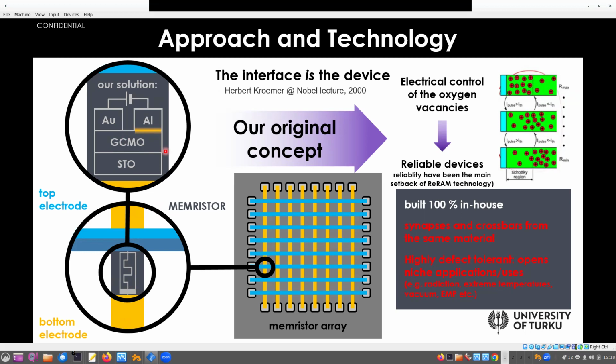In addition, since the whole thing is based on defects, so oxygen vacancies, it's very defect tolerant. So you can use it in different extreme temperatures or radiation environments and stuff like that.